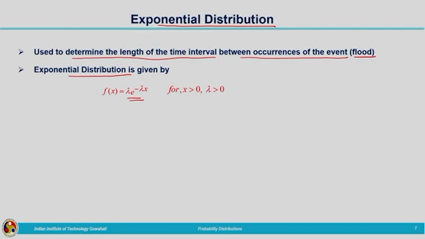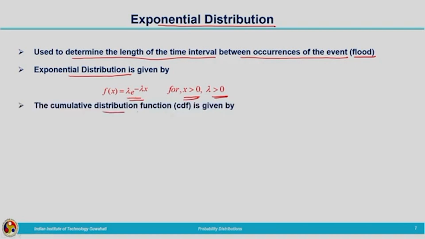While talking about the values, x can take any value greater than 0, lambda can also take any value greater than 0. When we talk about hydrologic variables, majority of the hydrologic variables are positive. Rainfall value, stream flow value, evaporation value, all these values are positive. So, in the case of exponential distribution, x and lambda are greater than 0.